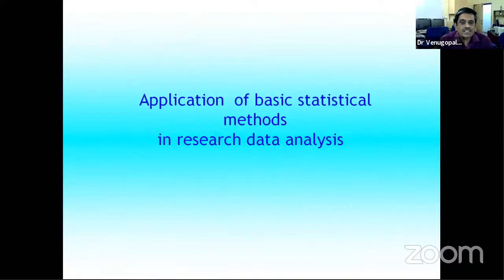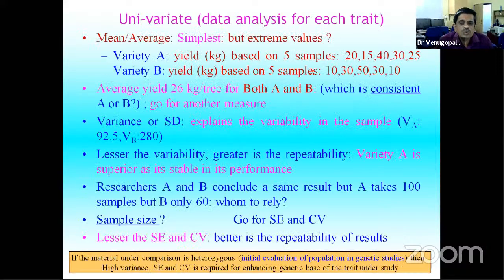Now let me turn my attention to the application of basic statistical methods in research data analysis. I will be introducing these methodologies which are in use, and I will be saying the pros and cons of each and every one. You all know in statistics, each and every technique is introduced in a sequential manner to address some lacuna in the previous methodology. For example, mean or average is the simplest one we all know. Here I have given a typical example wherein both varieties A and B yield 26 kg per tree.